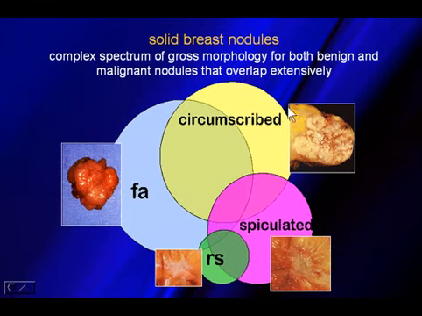Looking at solid nodules, the complex spectrum of the gross morphology, we can see lesions that are fairly well circumscribed, that are malignant, and then we have lesions such as fibroadenomas that can be extremely worrisome looking, especially if you're scanning a young teenage patient, more often in black females. They can have what are called juvenile fibroadenomas. Those look very worrisome sonographically. And then we have things such as radial scars that present as spiculated lesions that we really won't talk about much today.